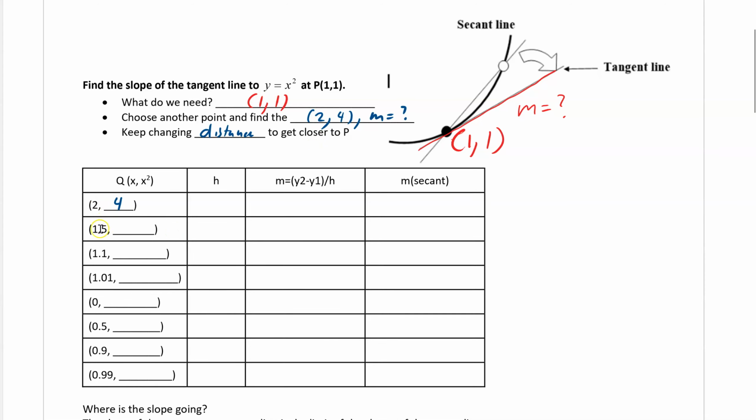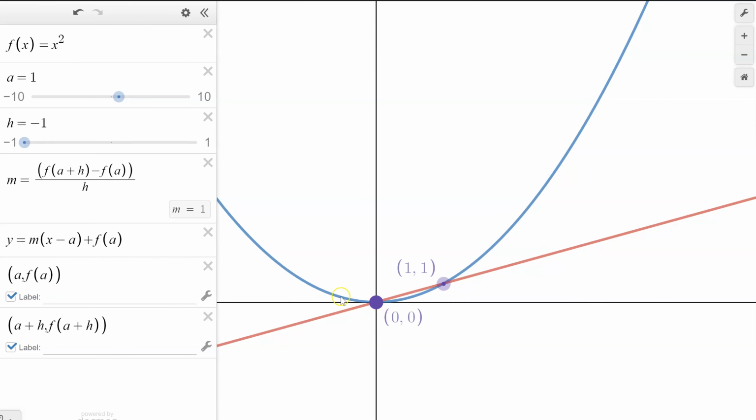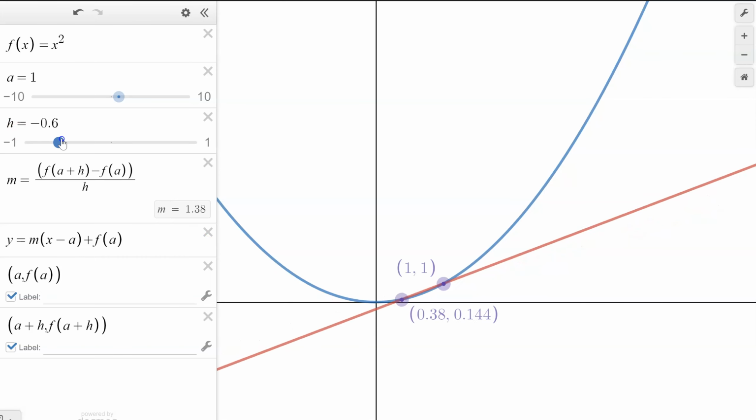What's a closer point to 1? 1.5. What's an even closer? 1.1. What's even closer? 1.01. And then we're going to go the other way. So 1 unit away, and the other direction would be 0. And then we're going to get that one closer and closer and closer.